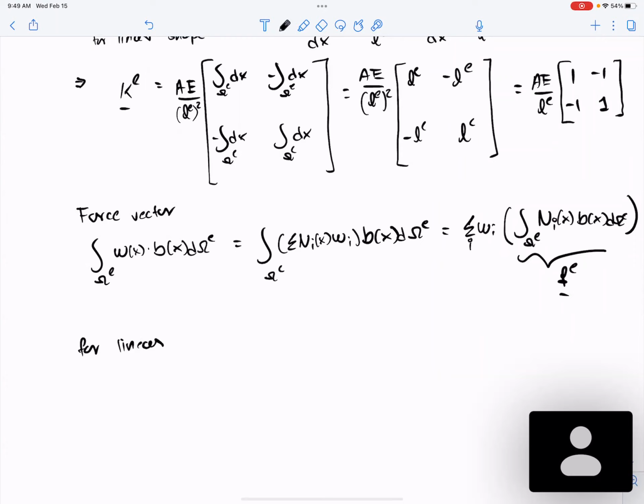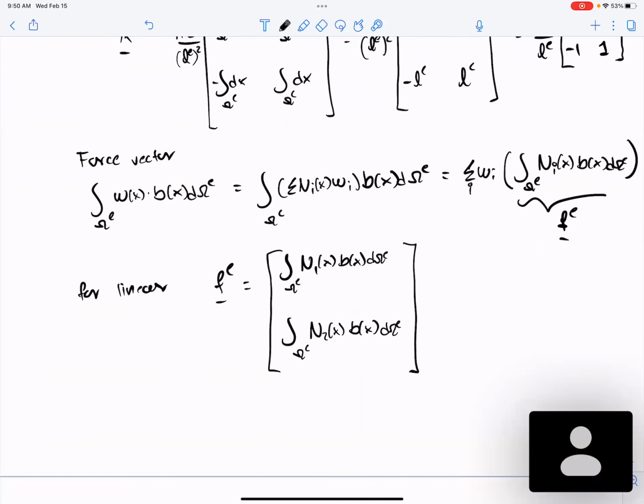So for linear, the force vector is just going to be the integral of either n1 of x times bx or the integral of n2 of x times bx. Now here, I cannot really simplify it because it depends on what b of x is. If b of x is a number, for example gravity, then it's easy because I can take that outside of the integral and just integrate the shape function. Or if b of x is linear over the element, I can also figure it out, and I think I have it later on. So in general, this is not simplifiable because I don't know what bx is.